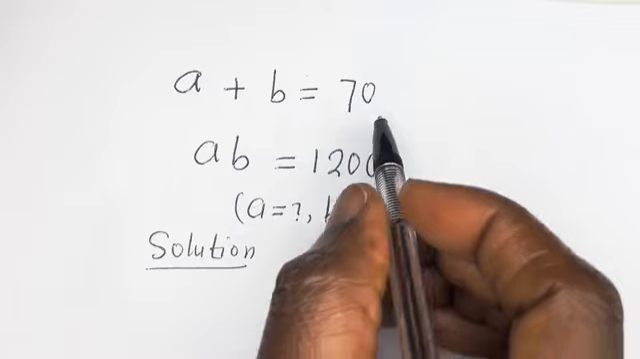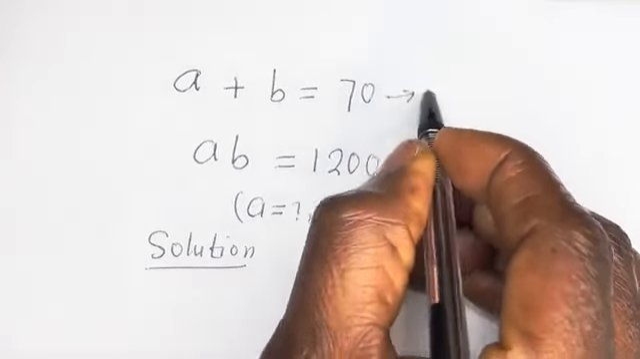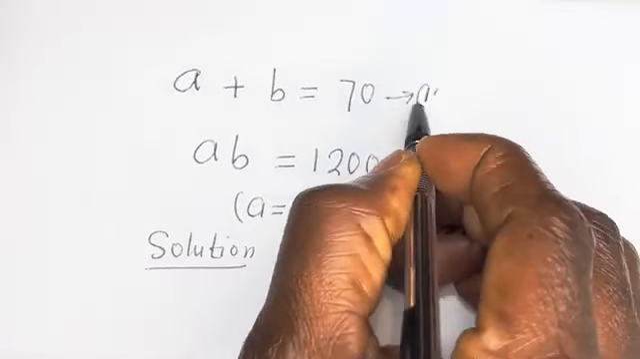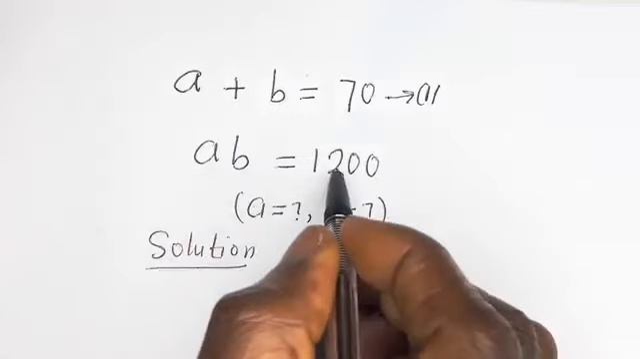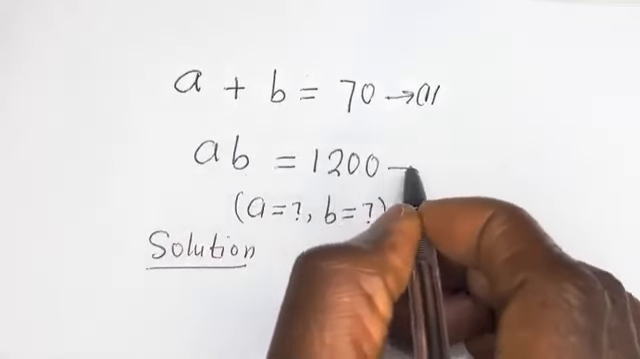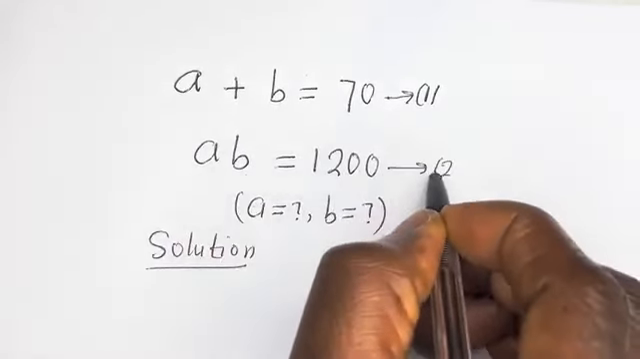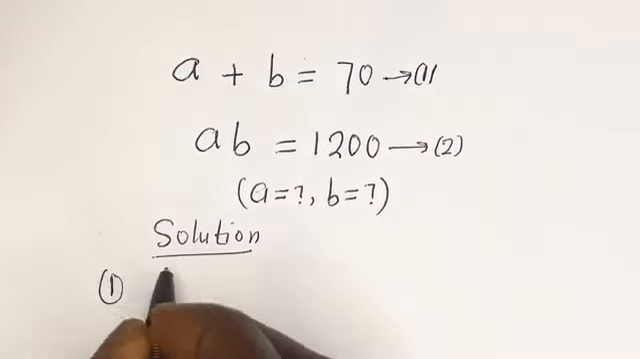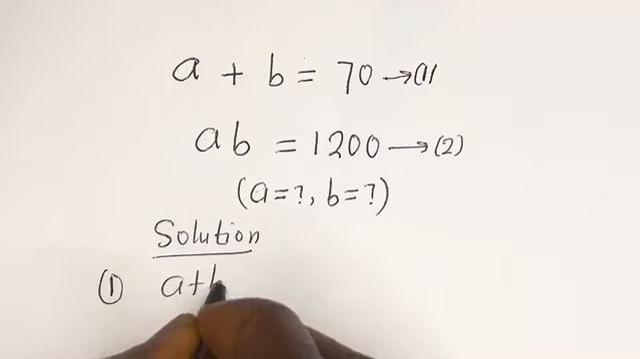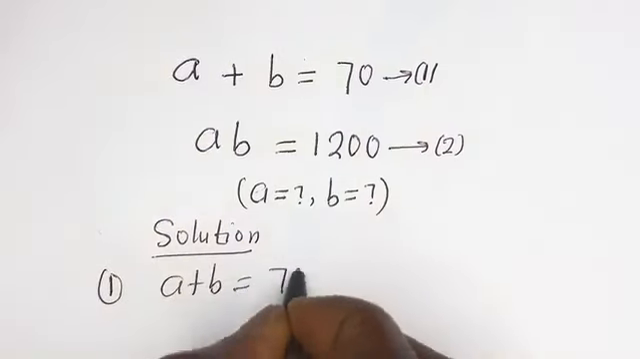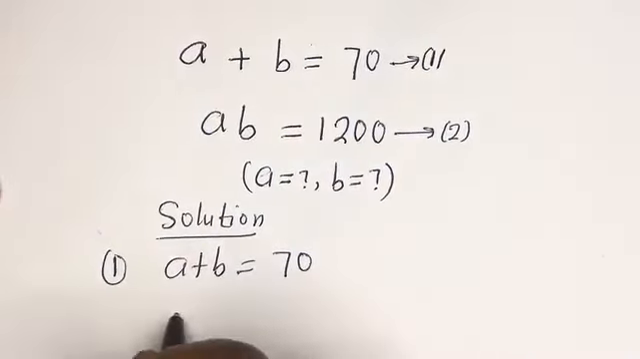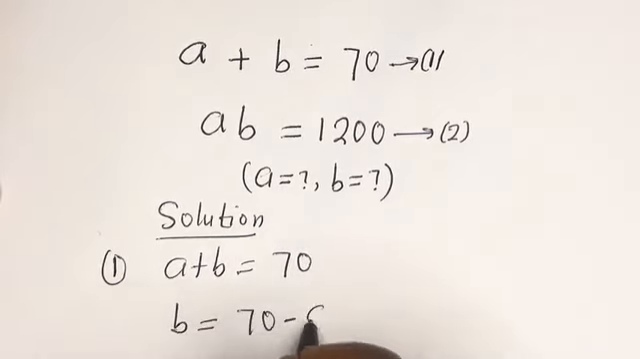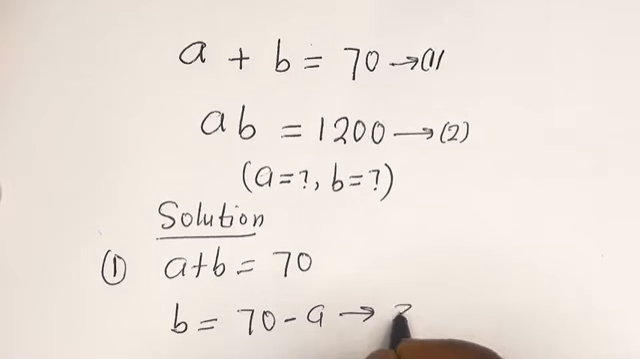A plus B is equal to 70. Let us call this equation 1. AB is equal to 1200. Let us call this equation 2. From equation 1, A plus B is equal to 70, B is equal to 70 minus A. Let us call this equation 3.